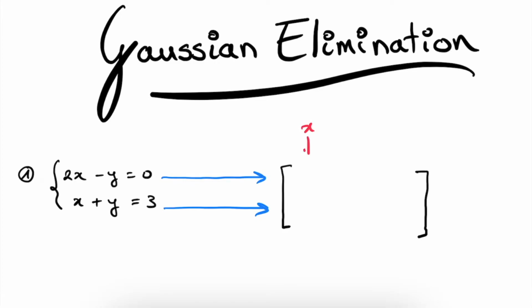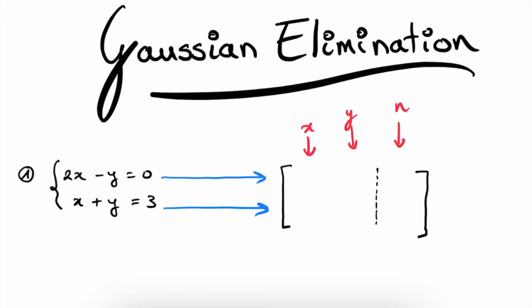The first column will correspond to all of the terms with an x. In this case, we have 2x in our first equation and 1 times x in our second equation. The second column, as you might have guessed, will correspond to all of the terms with a y, so minus 1 times y and plus 1 times y. And then the third column will correspond to all of the terms without an x or a y. I call this n. In these 2 equations, this would be 0 and 3. And oftentimes, this column is separated from the other 2 columns by this dotted line.